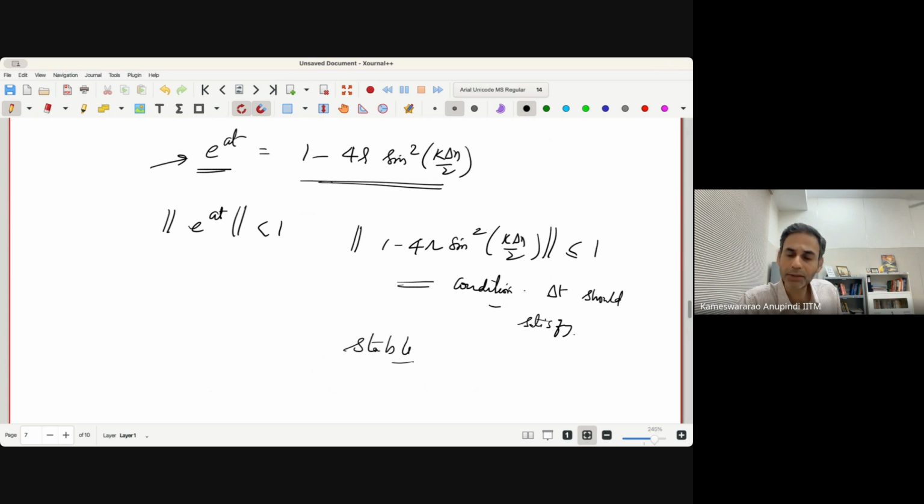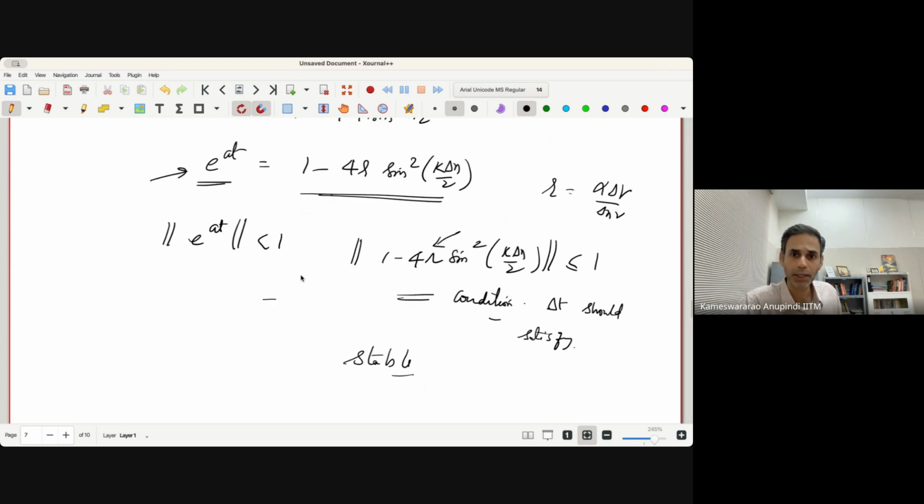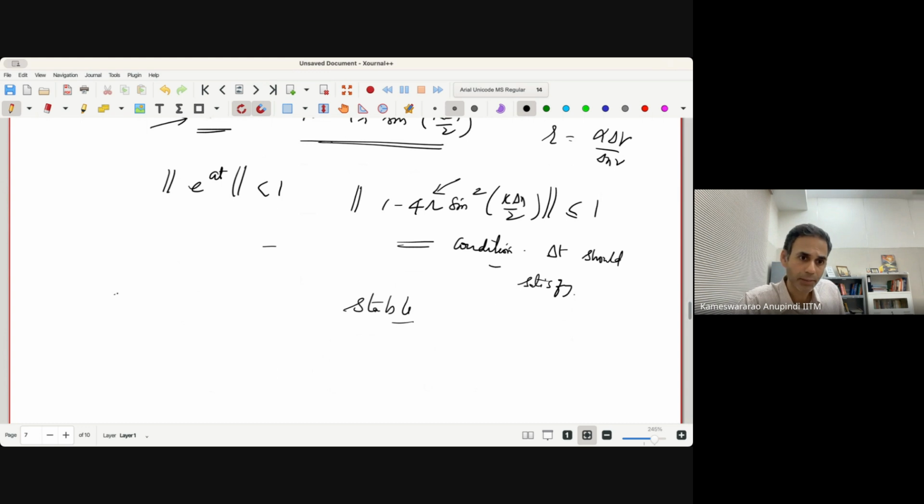Now, where is delta t in this? Delta t is absorbed into r. We have written r equals alpha delta t by delta x squared. We need to obtain a condition such that we can say whether this particular scheme is going to be stable or not. This is for the explicit Euler method. We have not yet obtained the final condition, but we have obtained this intermediate condition: the modulus of 1 minus 4r sine square k delta x by 2 is less than or equal to 1.